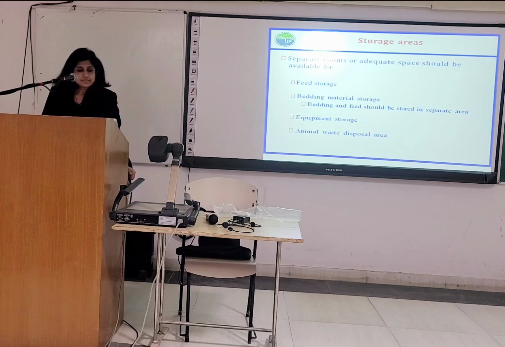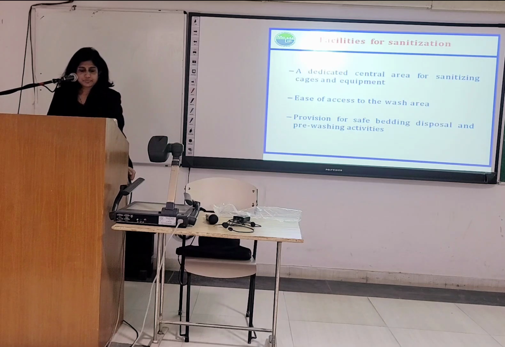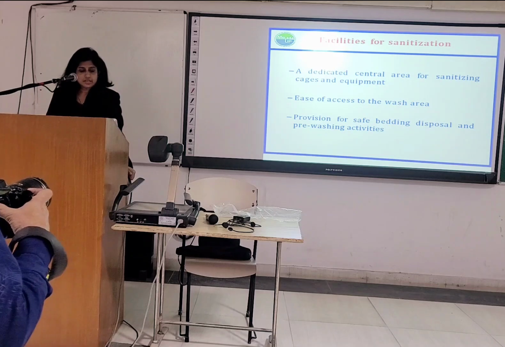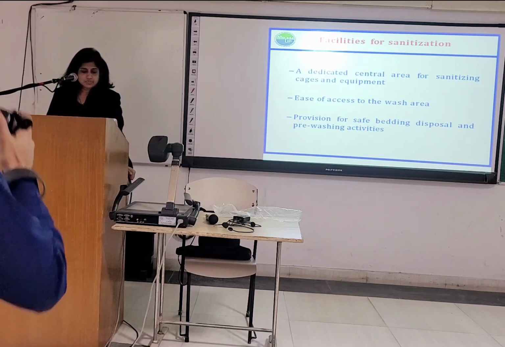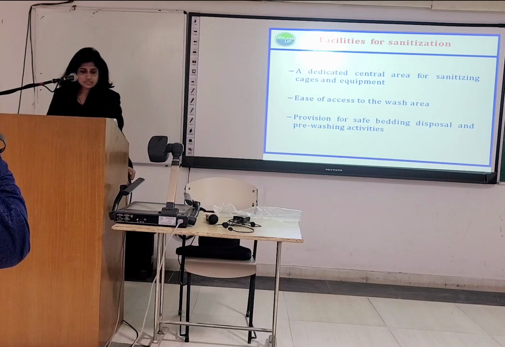The storage areas, separate rooms or adequate space should be available for feed storage, bedding material storage. Bedding and feed should be stored in separate area. Equipment storage room should be there. Animal waste disposal area should be there. Then facilities for sanitization include a dedicated central area for sanitizing cages and equipment should be there. There should be ease of access to the wash area. There should be provision for safe bedding disposal and free washing activities.